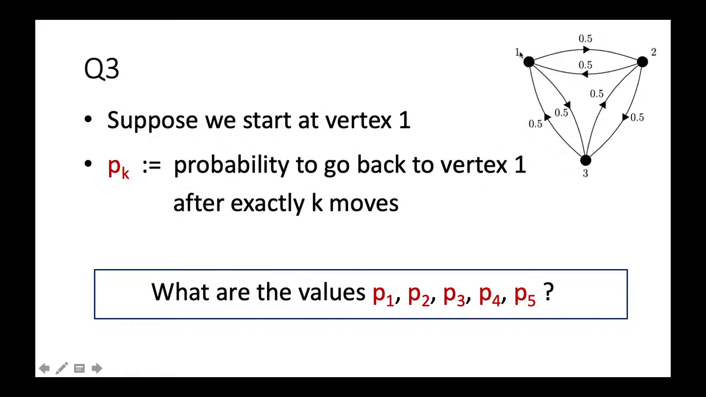So we are at state 1 here. Obviously, after one step, we must be either at state 2 or at state 3. So there is no chance that we go back to state 1 after one step. So P1 is equal to 0. We know this. But how about the other cases? This is not a difficult problem.